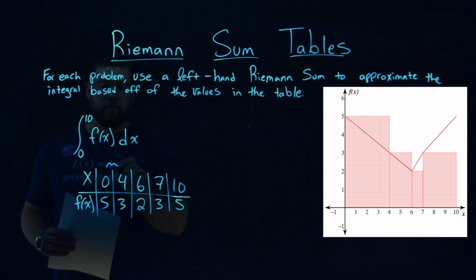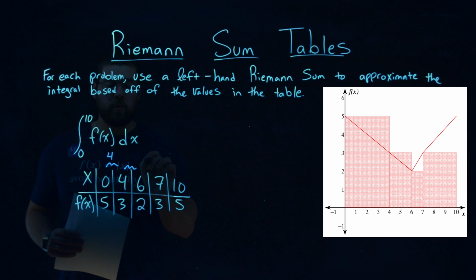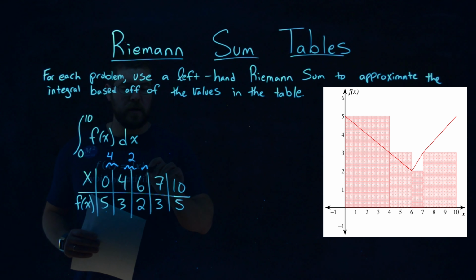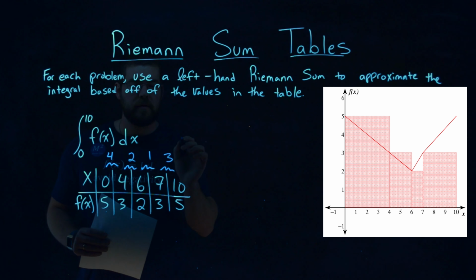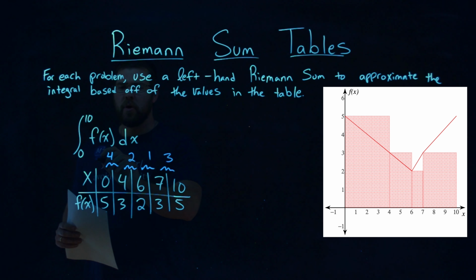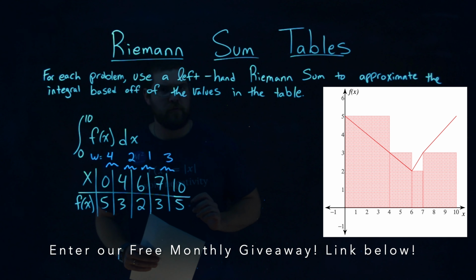So between 0 and 4, width of 4. Between 4 and 6, difference of 2. 6 and 7, difference of 1. And 7 to 10, difference of 3. So we have our width right here for each rectangle.